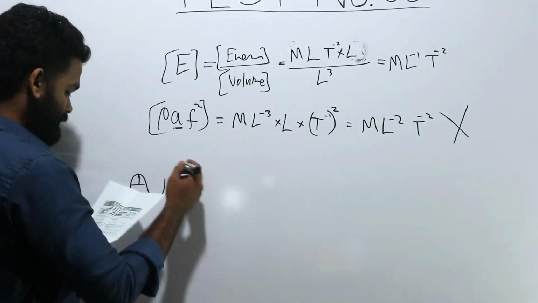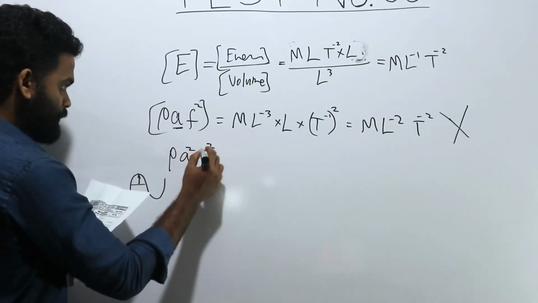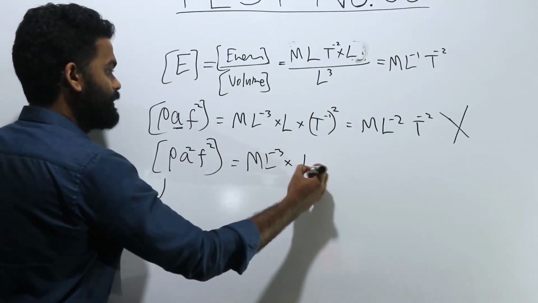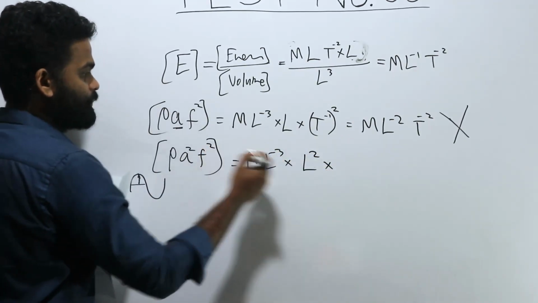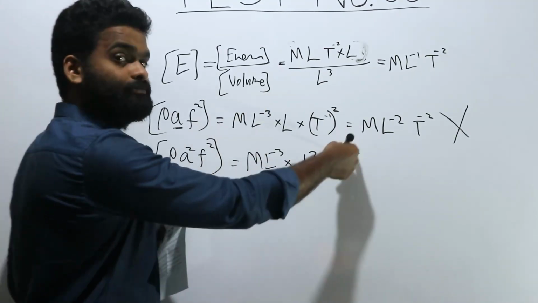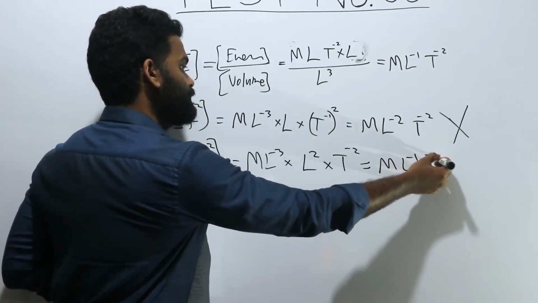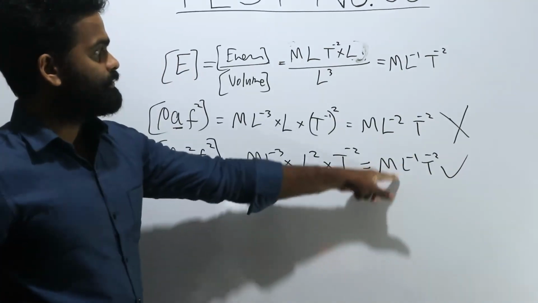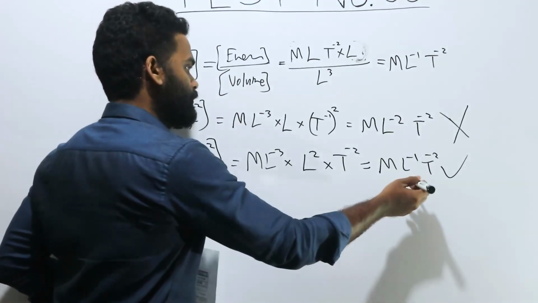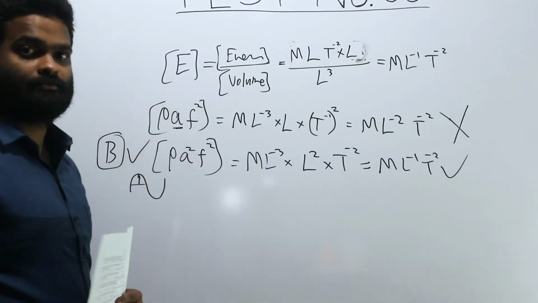Then let's calculate the B expression. That is rho A squared F squared. Rho is M L minus 3. A squared is L squared. F squared is T minus 1 to the power 2, so T minus 2. So you get M L minus 1 T minus 2. So these two have the same dimensions. So B is a correct equation.